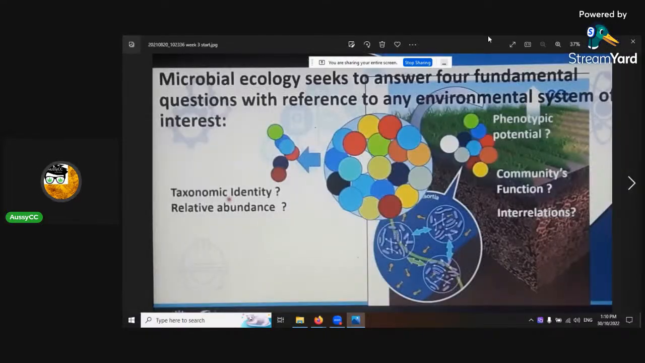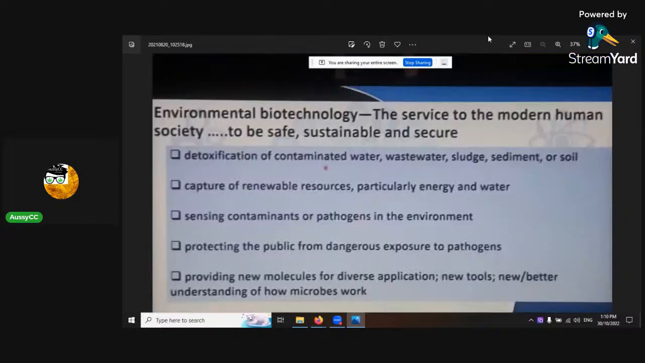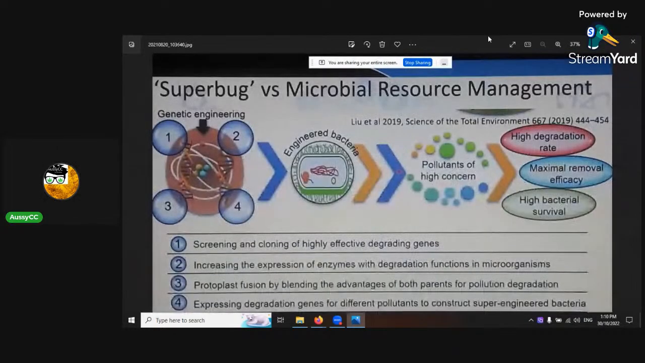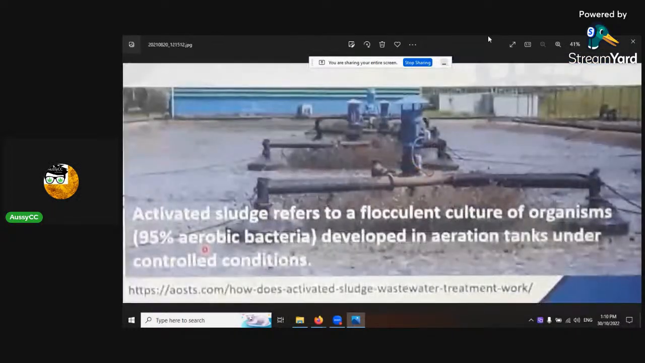This isn't all the slides for the whole of the course. This is just ones that I particularly liked because there's hundreds and hundreds of slides. So I'll just show these few and see how we go. Superbug versus microbial resources. They genetically engineer them to make them resistant to a lot of stuff and can handle really good stuff. Highly degradative, high bacterial survival. They make thicker cell walls. You can really play around with them.